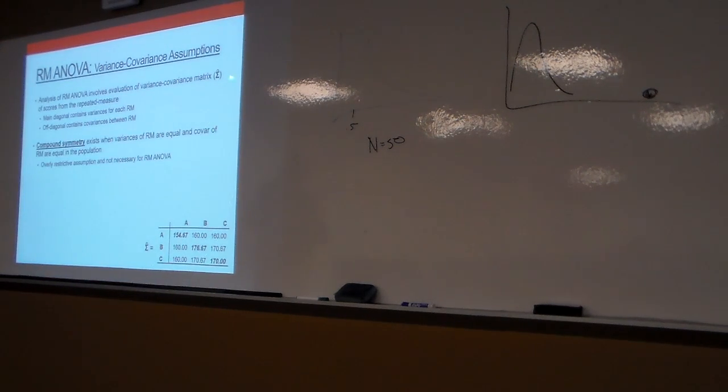This sigma hat matrix right here, if we were to find that the variances of our measurement at time A and time B and time C are all equal for all intents and purposes, and all of the covariances across each one of our assessment points were equal, we would say that this matrix meets the qualifications or the assumptions of compound symmetry. Okay, so basically what this is saying.